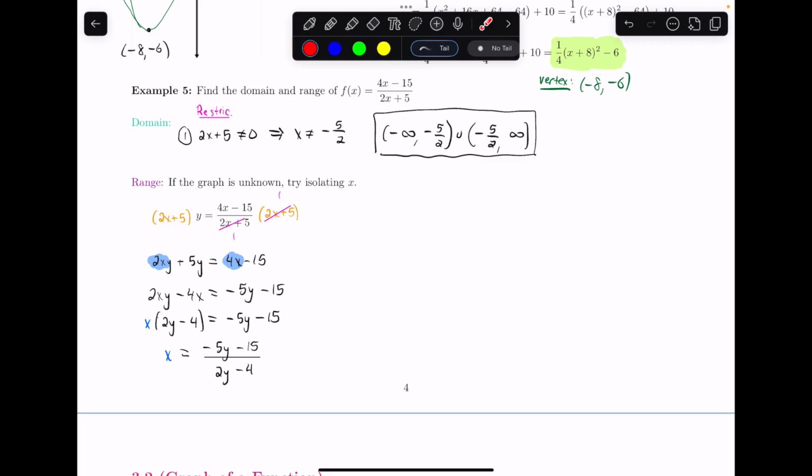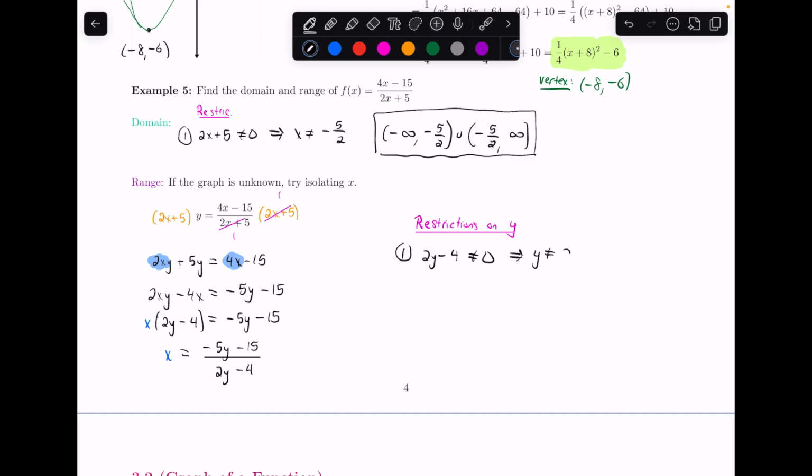To find the range, to find the possible y values, I'm going to think about, what are the restrictions on y in this setup? Well, I see one restriction, because there's a denominator. That denominator, 2y minus 4, better not be equal to 0. If we move the 4 over and then divide by the 2, we'll get that y better not be equal to 2. So the range is, y could be anything except for 2.